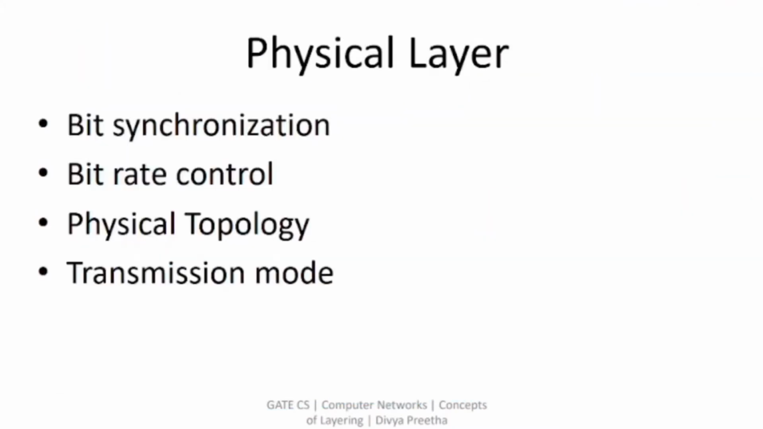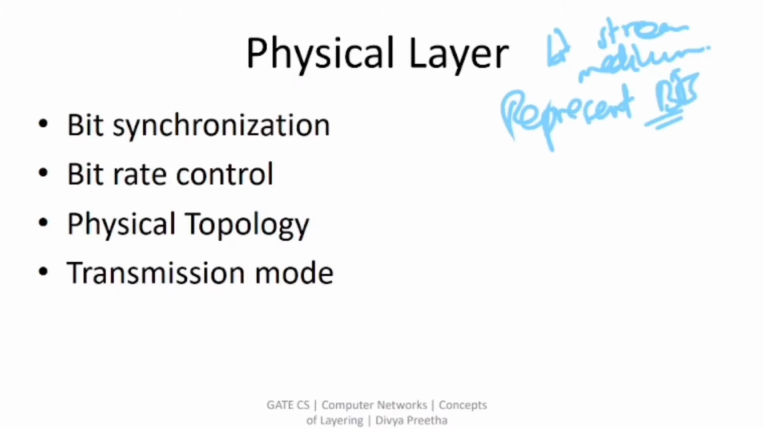Then we can now see the functions of the physical layer. The physical layer usually coordinates the functions required to transmit a bit stream over a physical medium. The physical layer is concerned with the following: the physical characteristics of interfaces and media are defined, and also the type of transmission medium is defined. Then representation of bits.